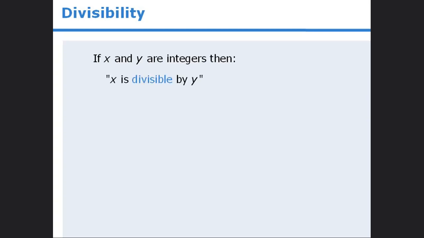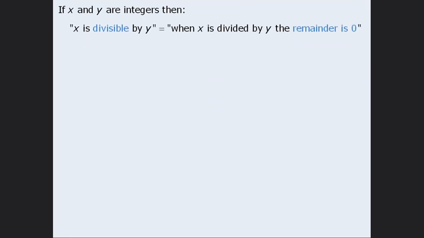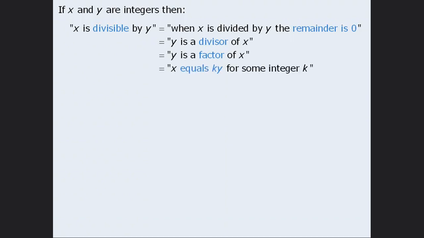So far, we've seen several different ways to express the concept of divisibility. You'll soon find that your ability to solve integer properties questions will depend on your ability to recognize how various statements are all equivalent. For example, if x and y are integers, saying that x is divisible by y is exactly the same as saying when x is divided by y, the remainder is 0. Another way to say this is y is a divisor of x. Or we can say that y is a factor of x. Or we can say that x is equal to ky for some integer k.